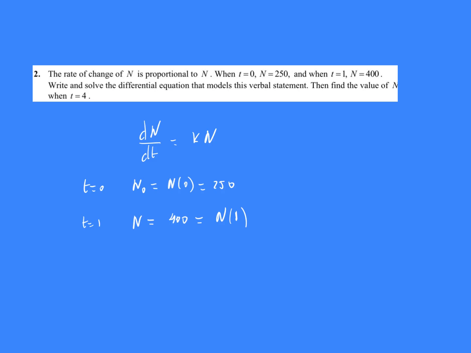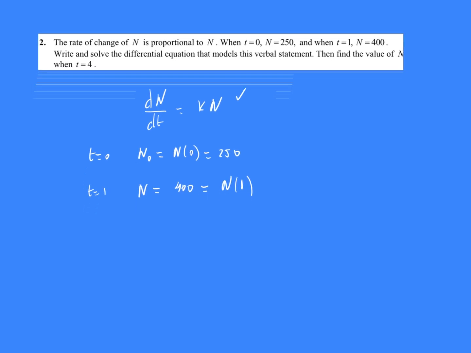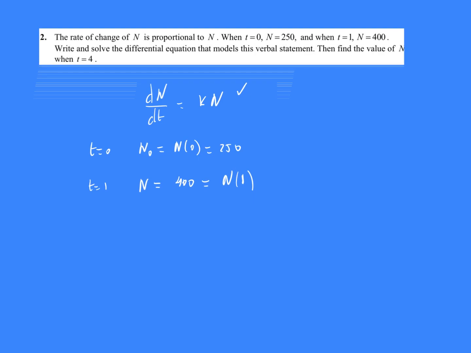Write and solve the differential equation. Okay, we already wrote the differential equation, and we need to solve it. And the solution is N(t) equals N0, the initial amount, times e to the kt. This is the solution. Why?